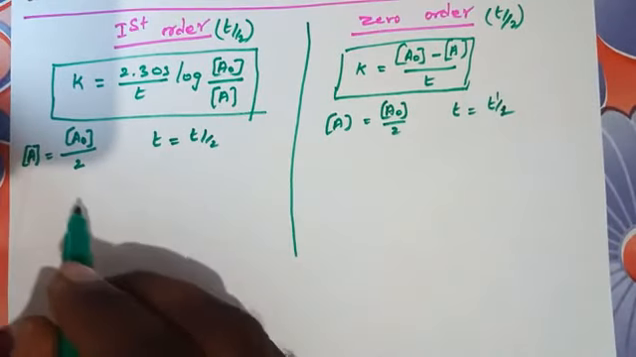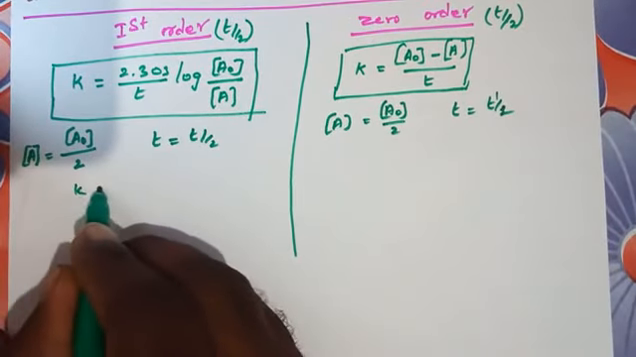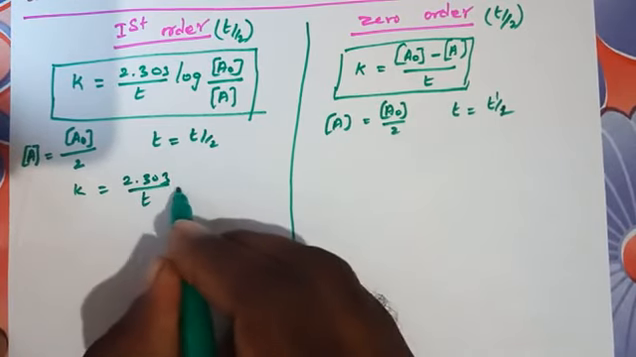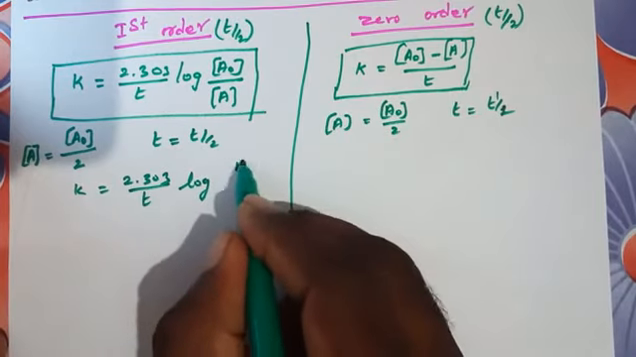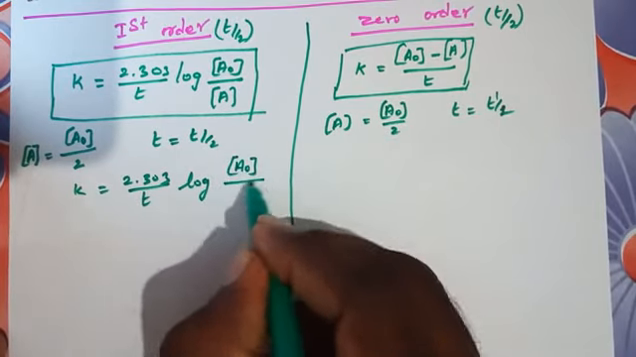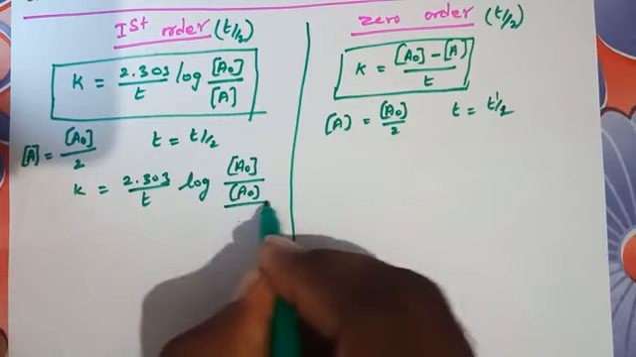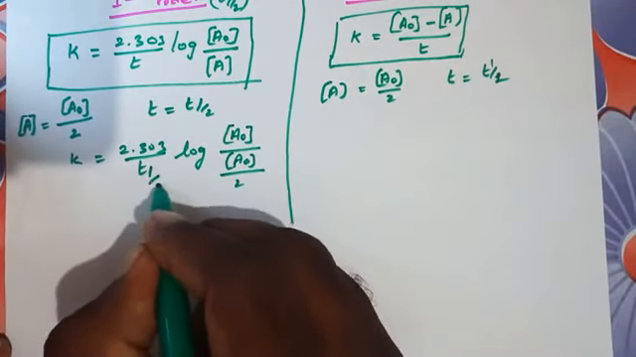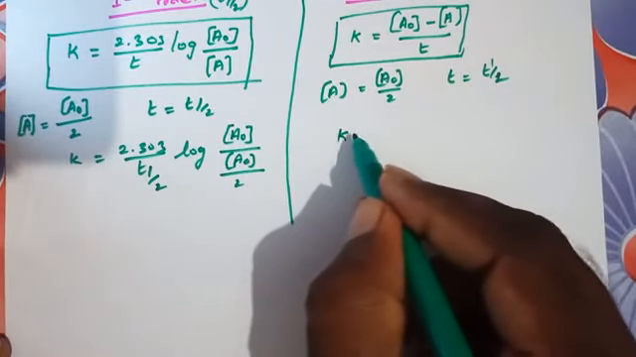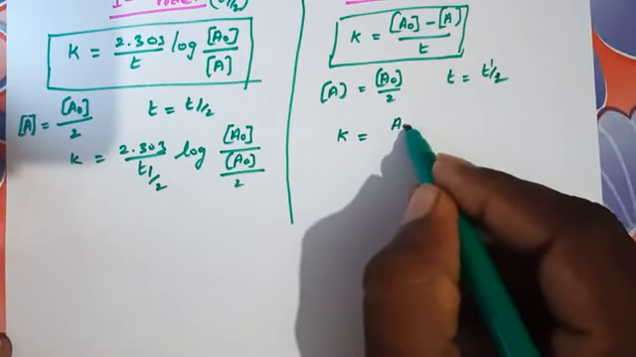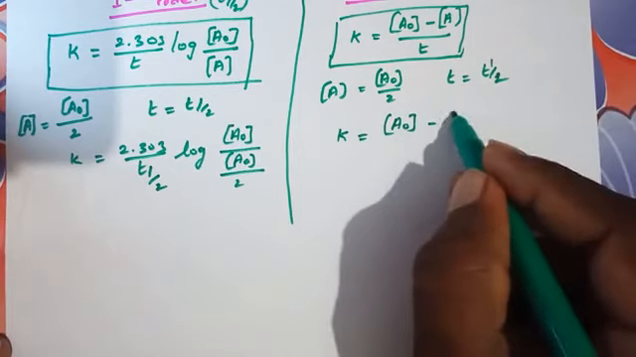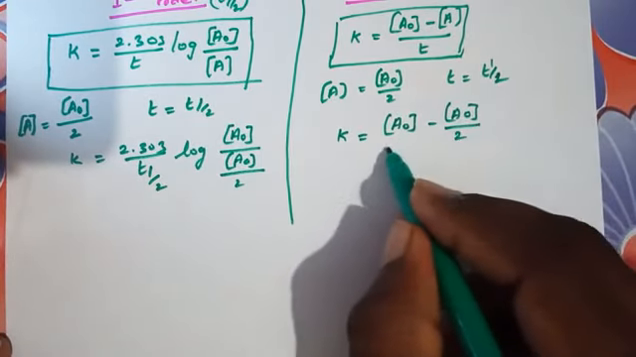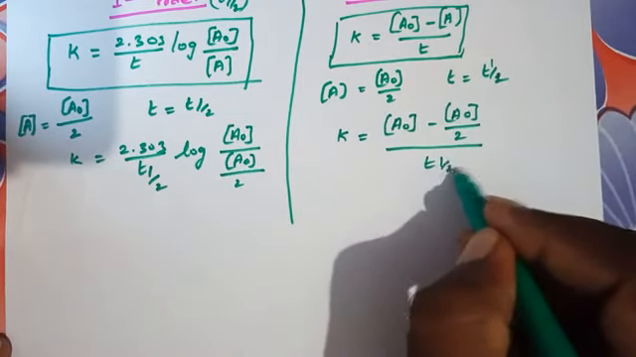Substituting these two values in the above equation, k is equal to 2.303 divided by t into log of A naught divided by A naught concentration divided by 2. I already told you t is taken to be t half. The same way, for a zeroth order reaction, k is equal to A naught concentration minus A naught concentration by 2 overall, divided by t half.